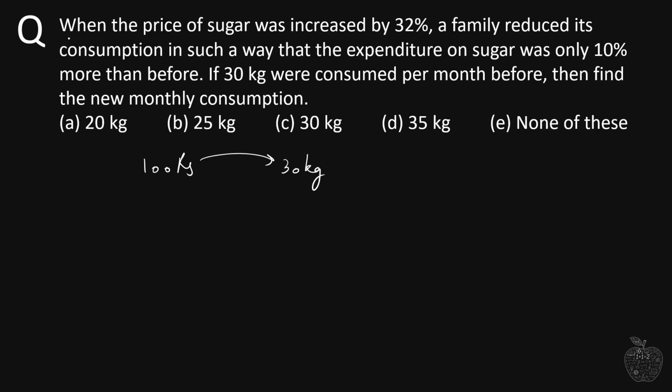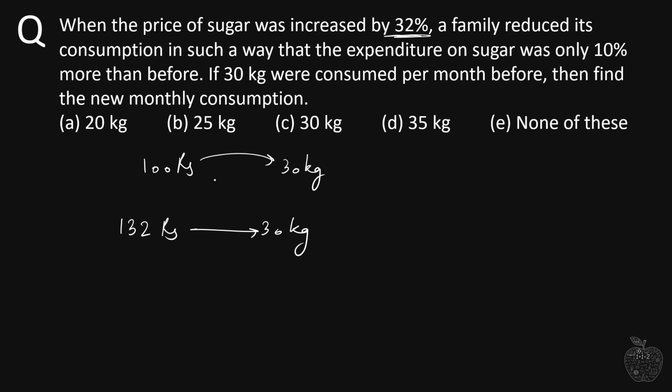But now the price of sugar is increased by 32%. So earlier the price was 100. Now the new price is increased by 32%, so the new price is 132 rupees. So now for 132 rupees, the family is able to get 30 kg of sugar.